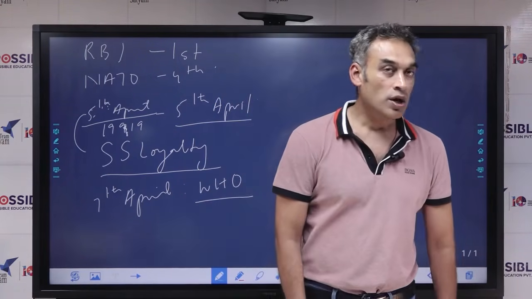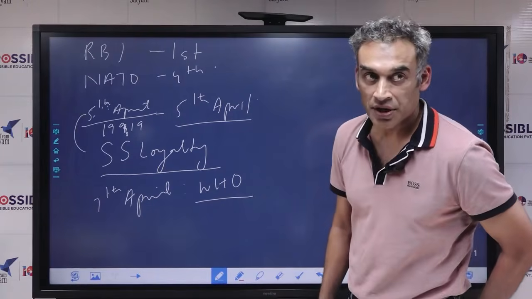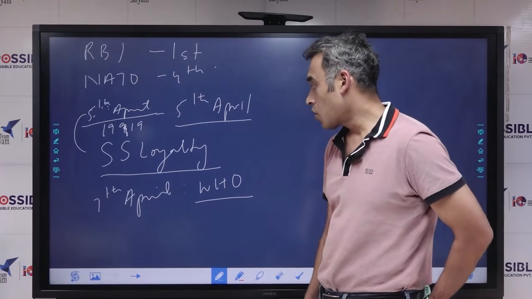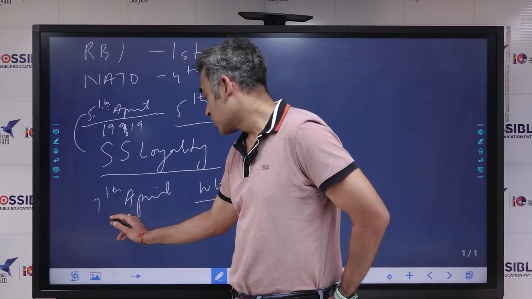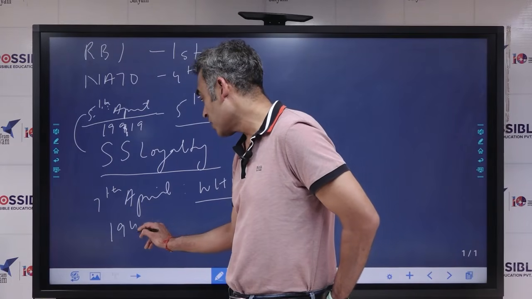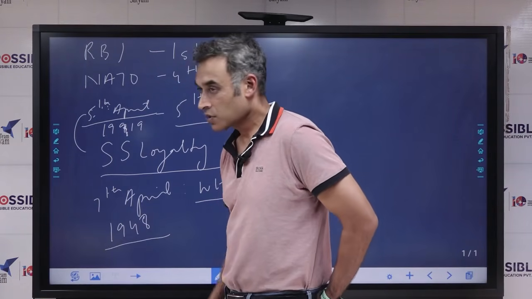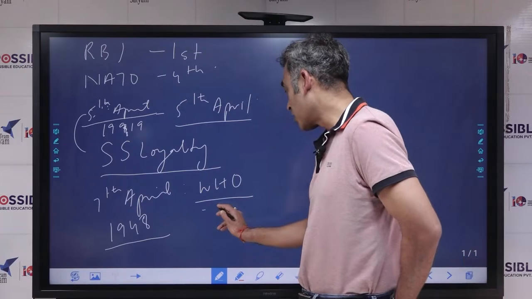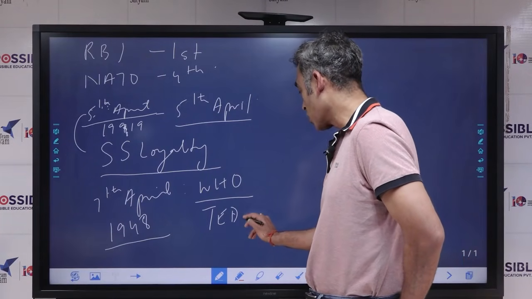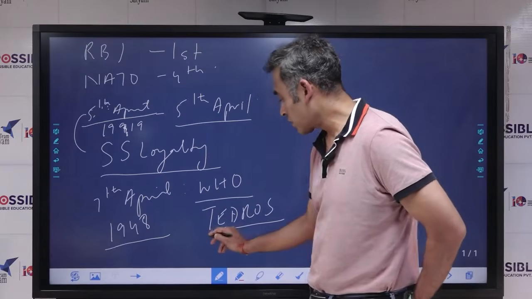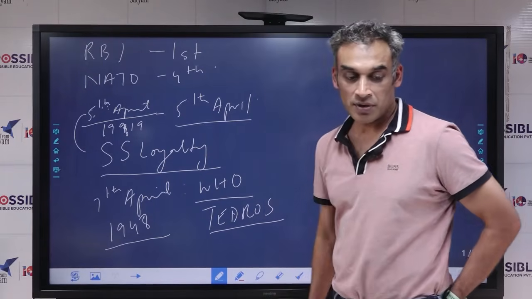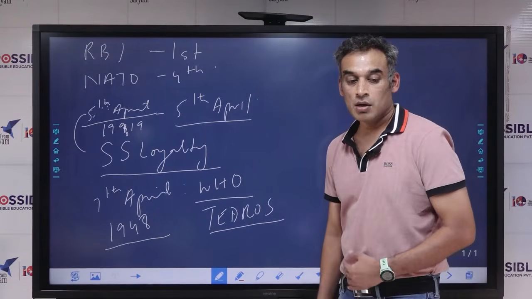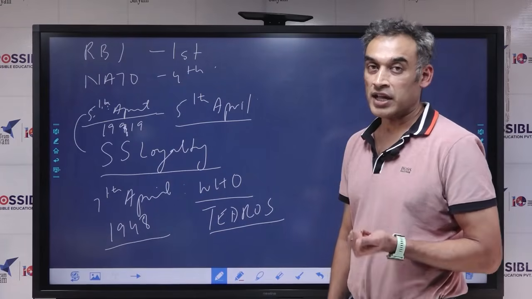WHO. World Health Organization का जो headquarters है वो जिनीवा में है and this was set up in the year 1948. Right? You should know the Director General's name, and that is Tedros Ghebreyesus. Okay, you can see the full name. Tedros Ghebreyesus is the Director General of the World Health Organization.